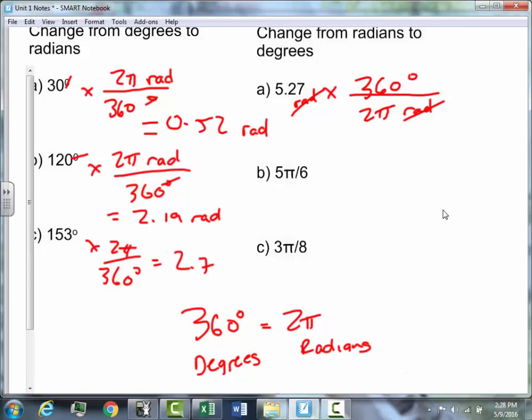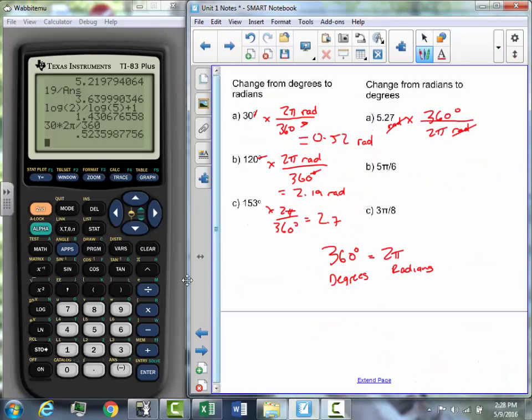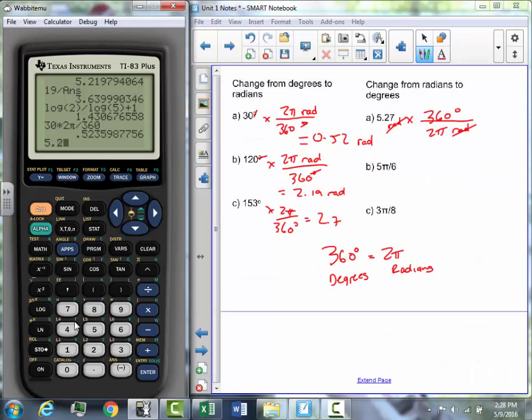Don't go too fast on this, though. I want to point out a common mistake. 5.27 times 360 divided by 2, then pi. If you did what I just typed in here, that's about 3,000 degrees. And I think I'm pretty comfortable in saying that 5 pieces of pie is not 3,000 degrees, because 3,000 degrees means I went around the circle like 7 or 8 times, right?